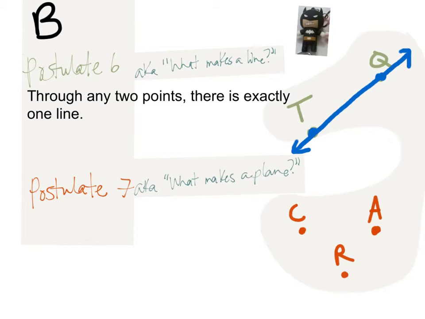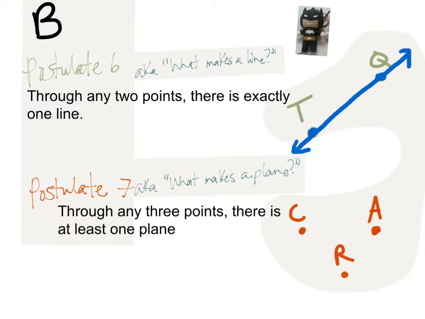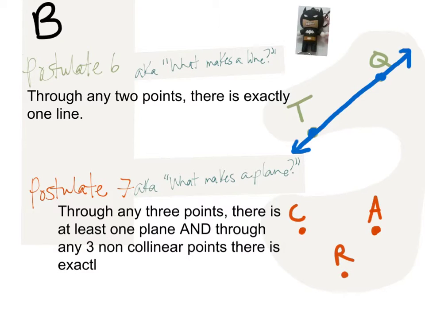Postulate 7 talks about what makes a plane, and there are 2 different scenarios they give us. So here's the first one. They say through any 3 points, there is at least one plane, and here's the second part, through any 3 non-collinear, I hope you remember that word, non-collinear points, there is exactly one plane. Okay, so through any 3 points, there is at least one plane, but if you want to be more specific, if those 3 points are non-collinear, like in our example over here, then there's exactly one plane.